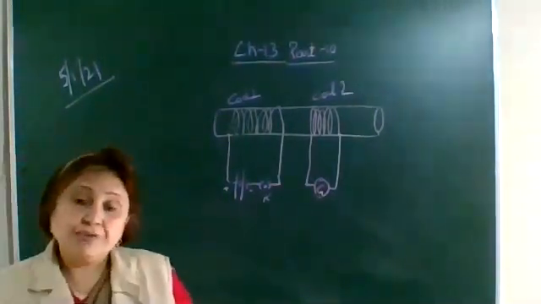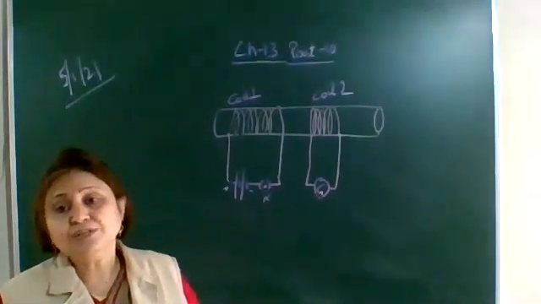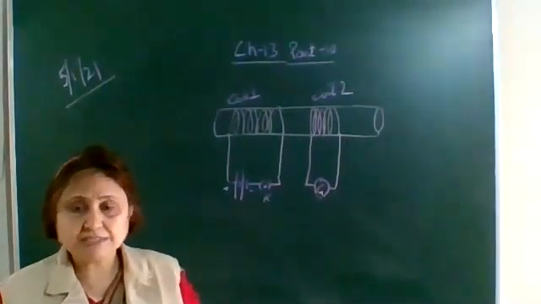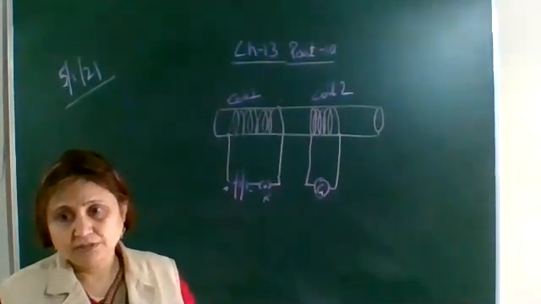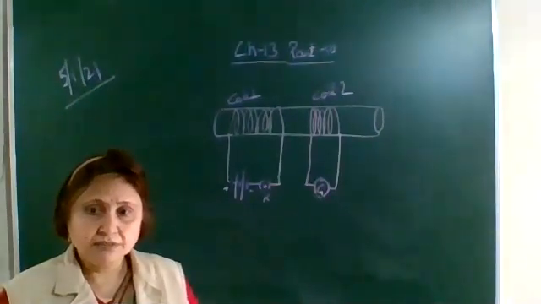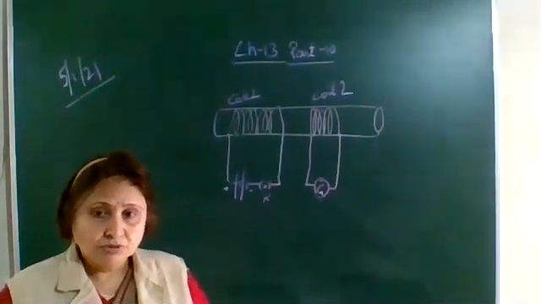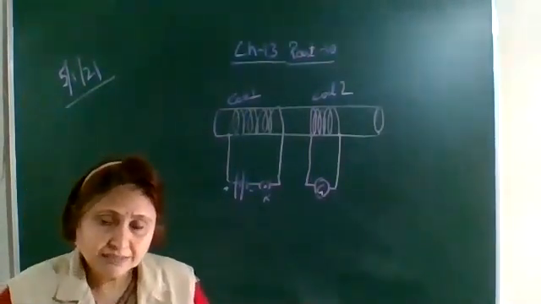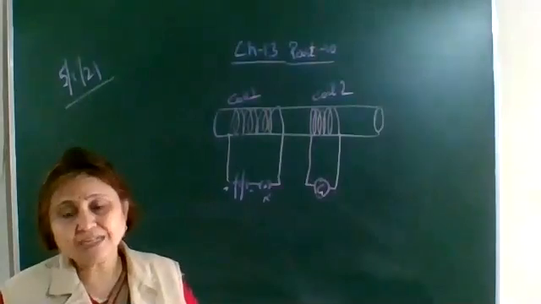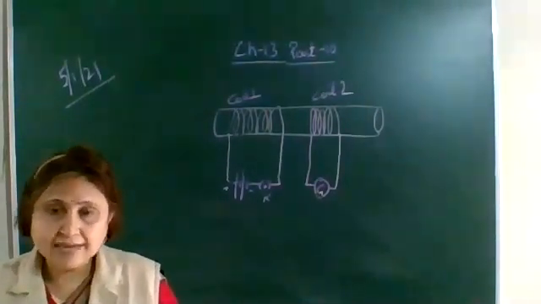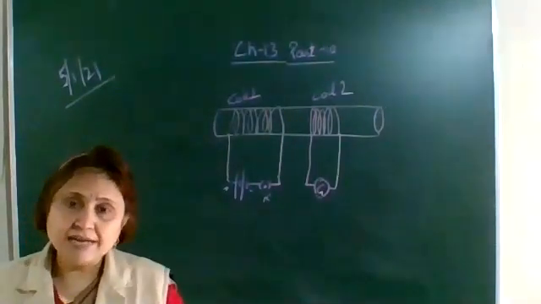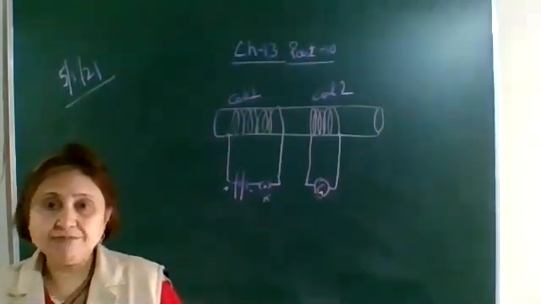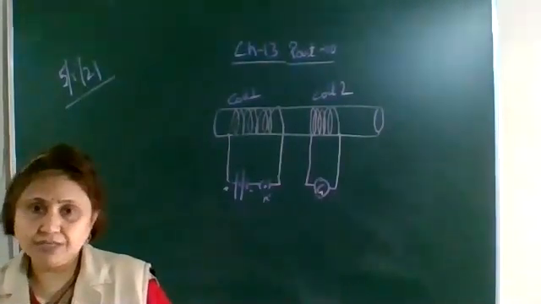Next, how to find out the direction of this induced current. There is some magnetic field and there is some motion of the coil, or motion of the magnet. Now, what do we have to find out? The direction of the induced current. Again, there is a rule which gives the direction of the induced current, and that rule is Fleming's right hand rule. So by using the right hand, we'll find out the direction of the induced current.